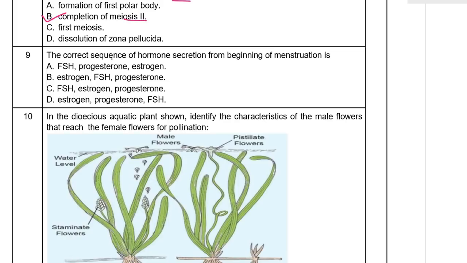Question 9. The correct sequence of hormone secretion from the beginning of menstruation is. So in the menstrual cycle, it is a very important question. You should remember what the correct sequence of hormone secretion is. So first it is FSH, that is follicle stimulating hormone. Then comes estrogen, and after this comes progesterone. Okay. So according to this option, option C would be the correct answer. Option C is the correct answer for question 9.